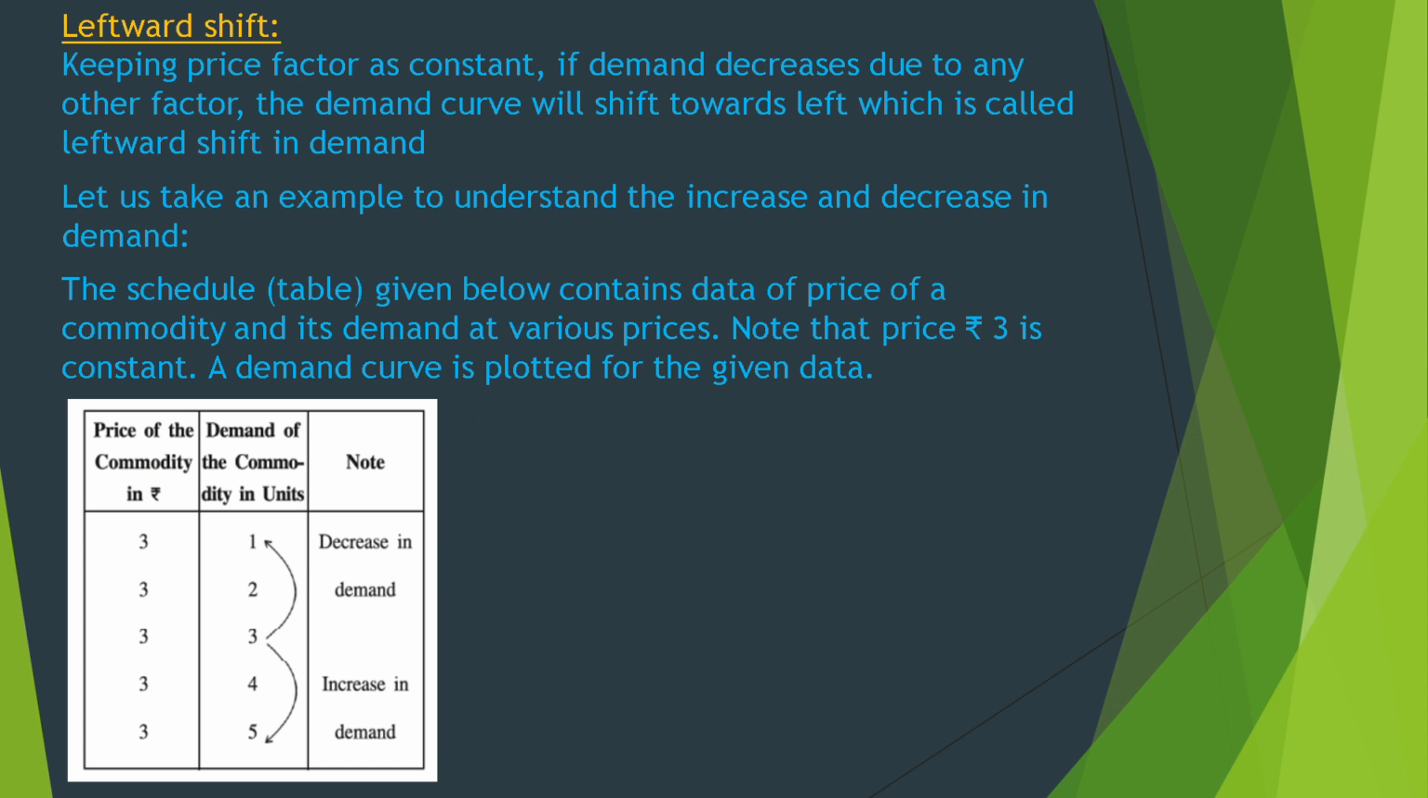The schedule table given below contains data of price of a commodity and its demand at various prices. Note that the price of ₹3 is constant. A demand curve is plotted for the given data.